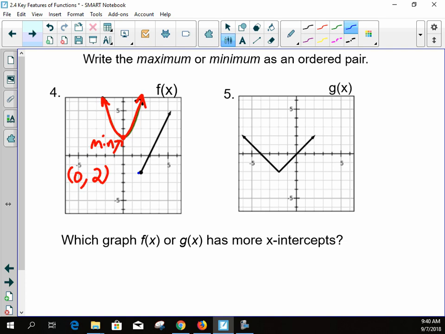All right. That is my minimum. And it is at 2, -2. Okay? One thing I really do want to point out to you. This is f of x. This is g of x. So if they want to know the minimum of g of x, you're going to look over there. I'm not going to do that one. You're on your own.